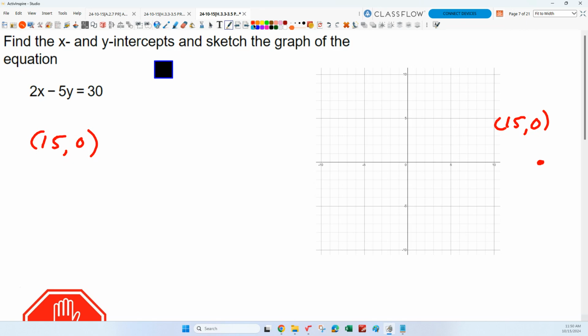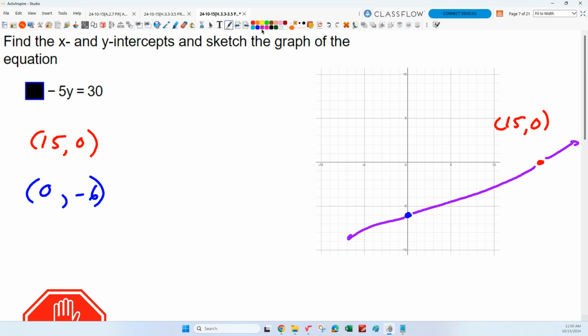Good. Okay, what about finding the y-intercept? What would I do? Set x equal to 0. There you go. And solve. Okay, well that just means covering up the x term and solving. What's the answer? -6. So (0, -6) is right there, and then all I have to do is just connect and extend. And there's my line. How about that?